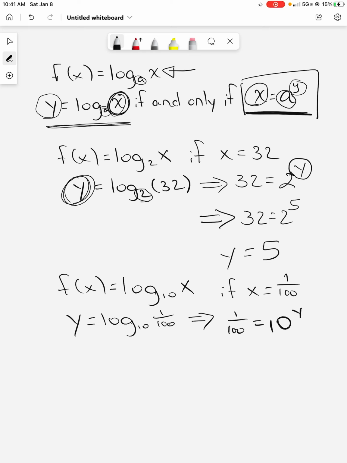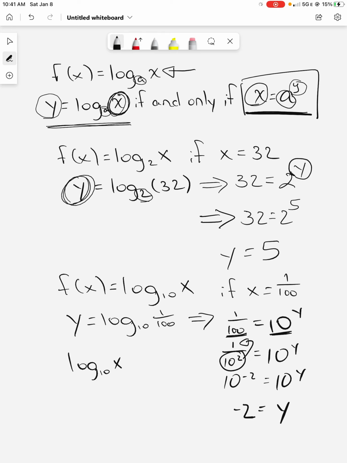Just like with our exponentials, we have to remember some of our exponent rules. First of all, I have a base 10, so I want to change this to a base 10. I'm going to rewrite that as 10 squared equals 10 to the y. And now to move this to the top, I can make the exponent negative. So this becomes 10 to the negative 2 equals 10 to the y. So y has to equal negative 2. That means that log base 10 of x is equal to negative 2.